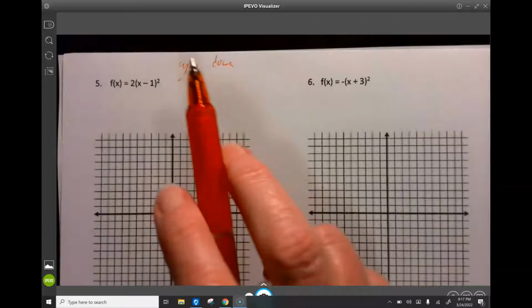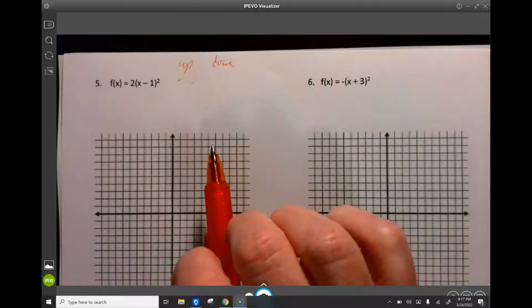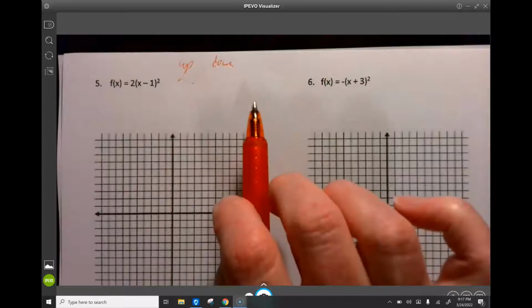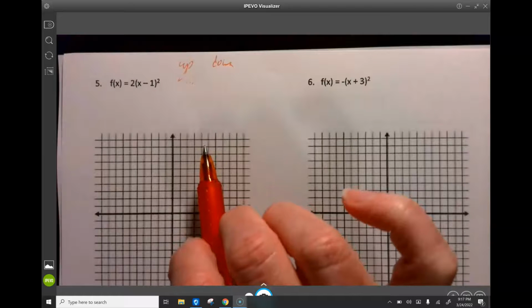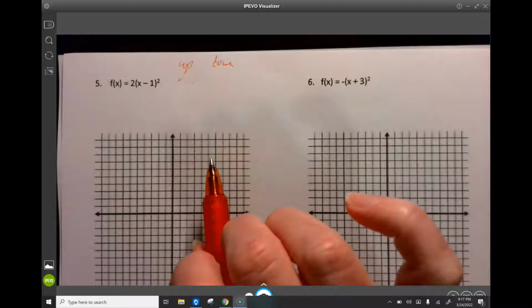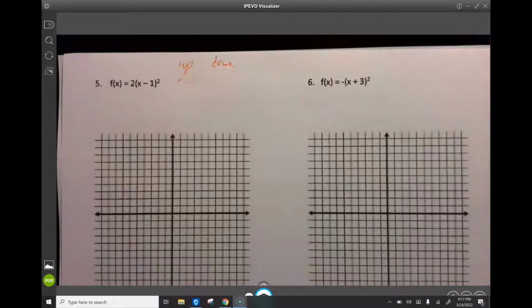Does it open up or down? Is it a max or a min? Does it have a stretch? And if so, what is it? What are its shifts? What's the vertex? And what's the axis of symmetry?